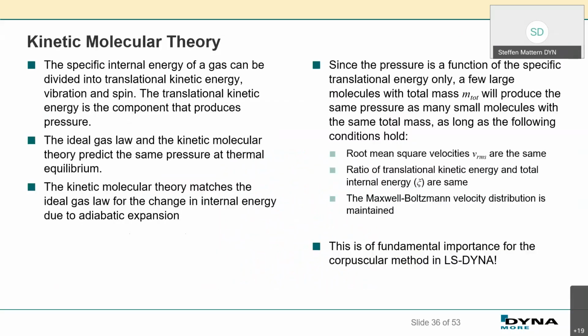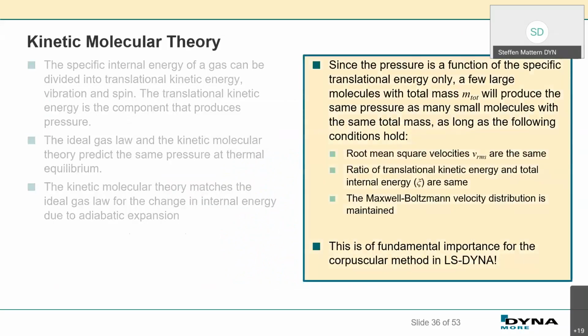So after some theory that I want to skip for now, one conclusion is that under specific conditions, it is allowed to represent the gas with a smaller number of larger particles and still obtain the same pressure in the control volume. This is, so to say, the most important step leading to the corpuscular particle method.